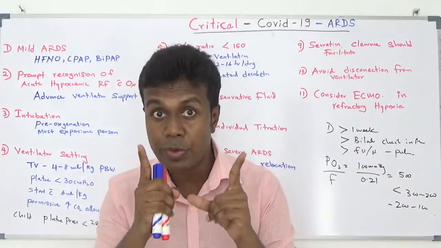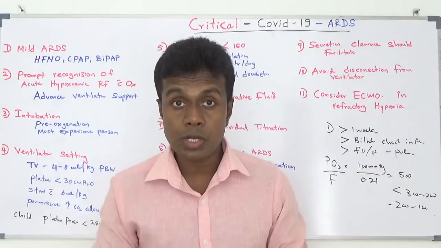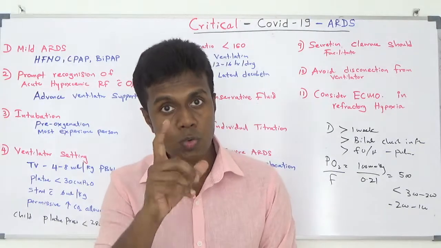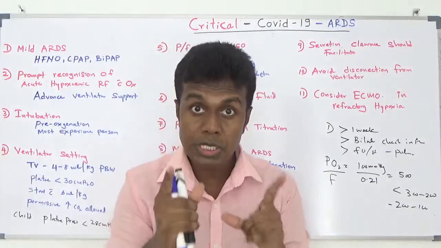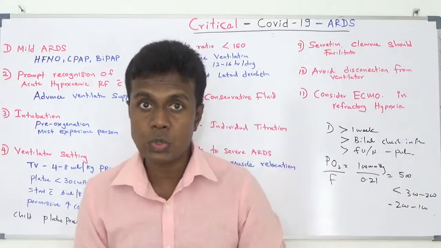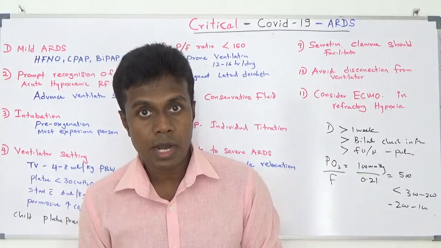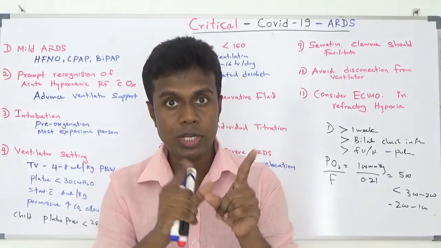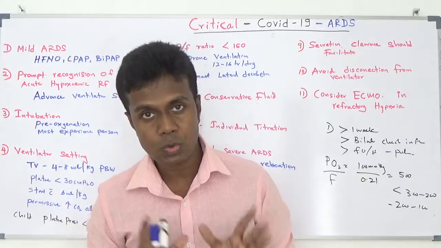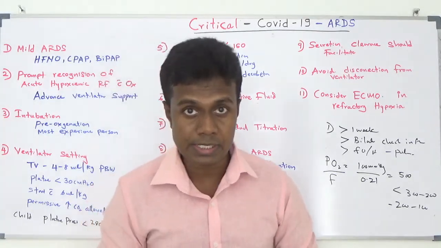But again, you have to be very careful. You can't give it for a prolonged duration. You have to give it for 1 hour first and assess your patient's improvement. If your patient improves, you can consider continuing high flow nasal oxygen or CPAP or BiPAP. If your patient deteriorates within that 1 hour, you have to consider advanced ventilator settings.